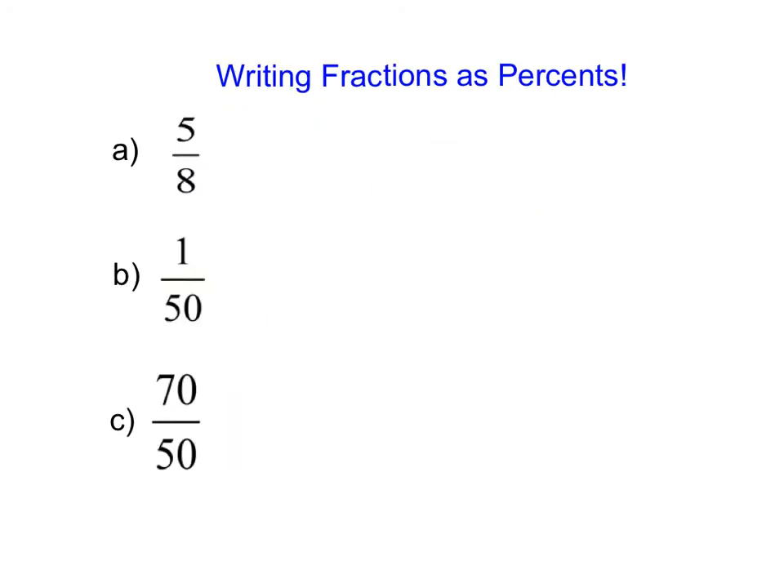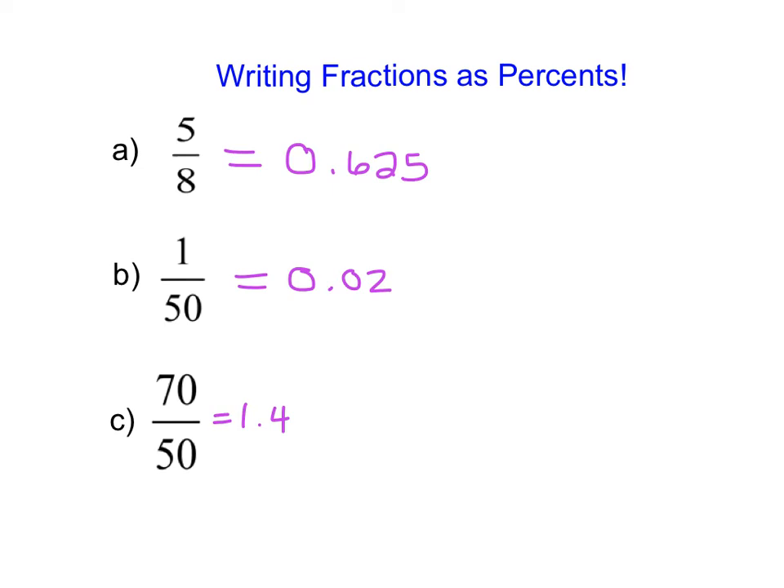Now let's focus on writing fractions as percents. What we're going to do here is convert our fractions into their decimal forms so that can help us turn our fractions into a percent. The first thing I'm going to do with each of these is turn them into a decimal. So I'll take 5 divided by 8, which is 0.625. 1 divided by 50, which is 0.02. And 70 divided by 50, which is 1.4. So here we have our decimal forms of all of these numbers.